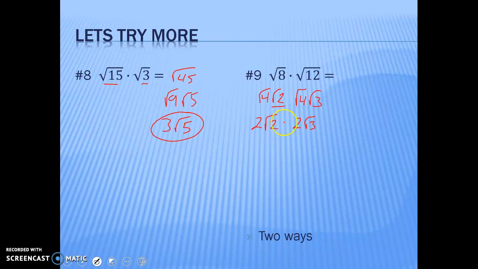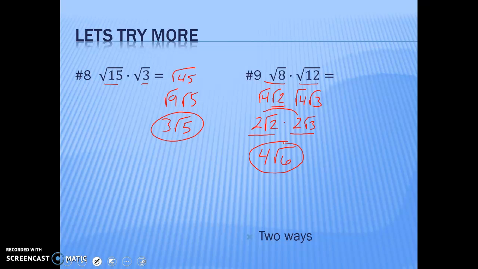But I'm multiplying these two things together. The square root of 8 simplifies to 2 radical 2. The square root of 12 simplifies to 2 radical 3. So if I multiply the things on the outside together, that's 2 times 2, which is 4. And 2 times 3 inside the radical is going to give me a radical 6. And I have an answer of 4 radical 6.